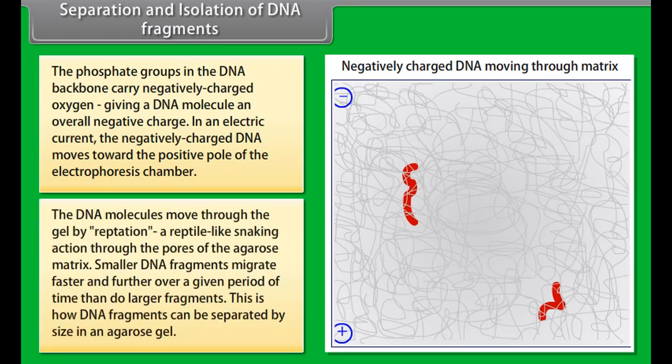molecules move through the gel by reptation, a reptile-like snaking action through the pores of the agarose matrix. Smaller DNA fragments migrate faster and further over a given period of time than do larger fragments. This is how DNA fragments can be separated by size in an agarose gel.